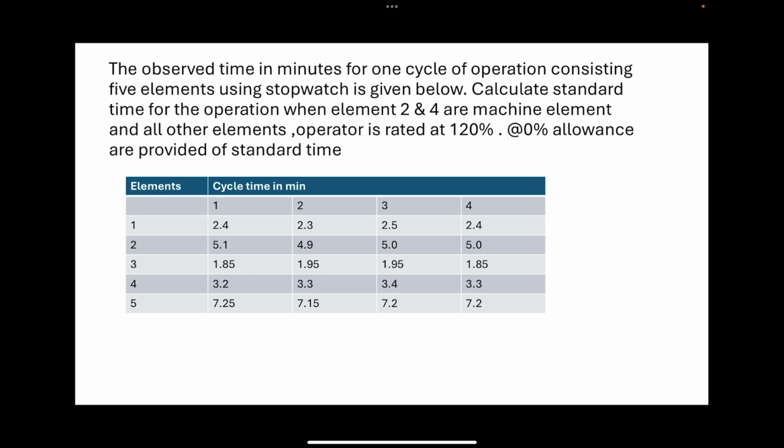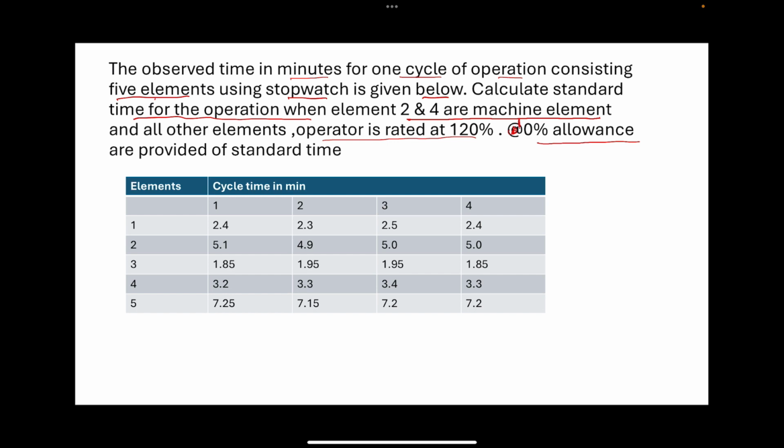Now let us do one problem on time study. Here you can see there is a table. The observed time in minutes for one cycle of operation consisting of 5 elements using a stopwatch is given below. Calculate the standard time for the operation when elements 2 and 4 are machine elements, and the operator is rated at 120% for all other elements, and 20% allowances are provided of standard time.